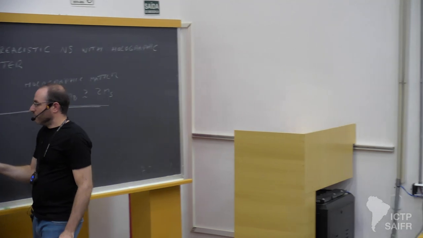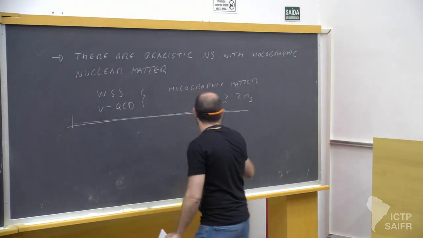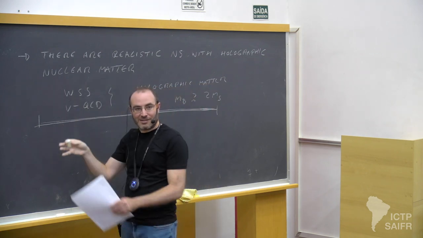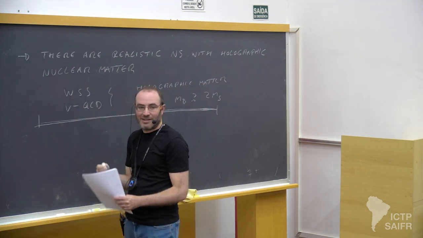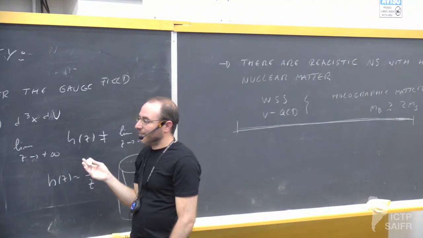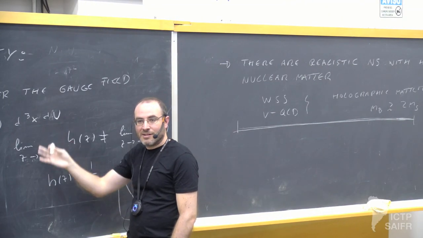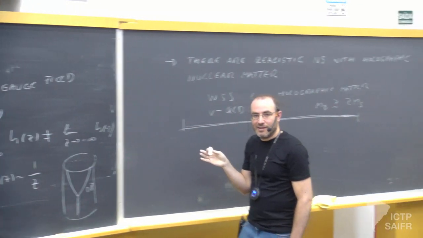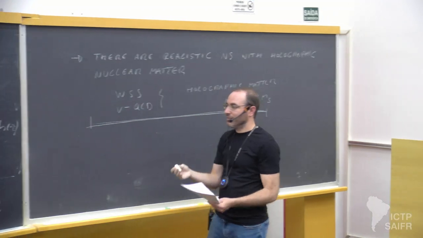So just to wrap up, it looks like one can use these holographic models and apply them to these systems. They give reasonable results, but there is a lot of work to be done. Especially, it looks like we need to have a good description of the nuclear matter phase in the holographic model. And we still don't know how to do this properly.